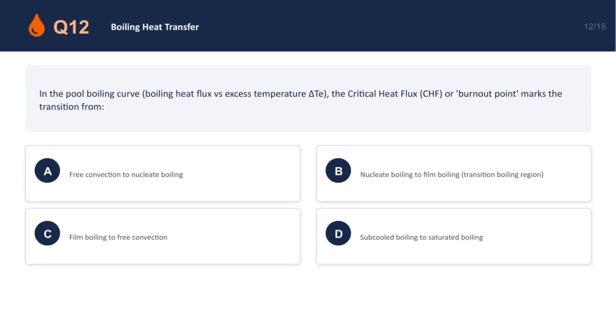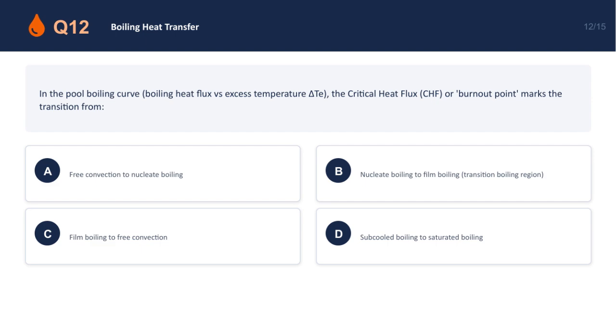Here, we're looking at the pool boiling curve, which plots boiling heat flux against the excess temperature. The critical heat flux, or CHF, also known as the burnout point, is a crucial concept. It marks the exact moment where the heat transfer regime shifts from nucleate boiling to film boiling, passing through what's called the transition boiling region. Up to this point, bubbles form and detach efficiently, promoting effective heat transfer. However, once the CHF is reached, a vapor film completely blankets the heating surface.